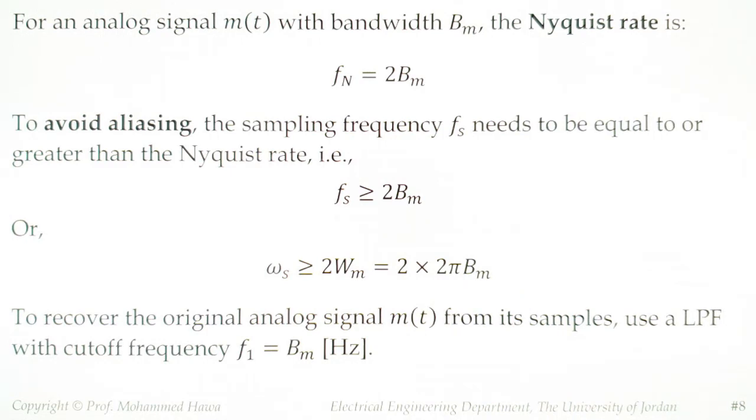Also, please understand that sampling happens at the transmitter in a communication system, while recovering the original analog signal occurs at the receiver in that communication system. And to recover the original analog signal m of t from its samples, you need to use a low pass filter with a cutoff frequency equal to the bandwidth of the signal, so the signal can pass through that low pass filter without distortion while rejecting all the other copies that you created from sampling. Please remember that the cutoff frequency of the low pass filter is independent of your sampling frequency; rather it depends on the bandwidth of the signal.